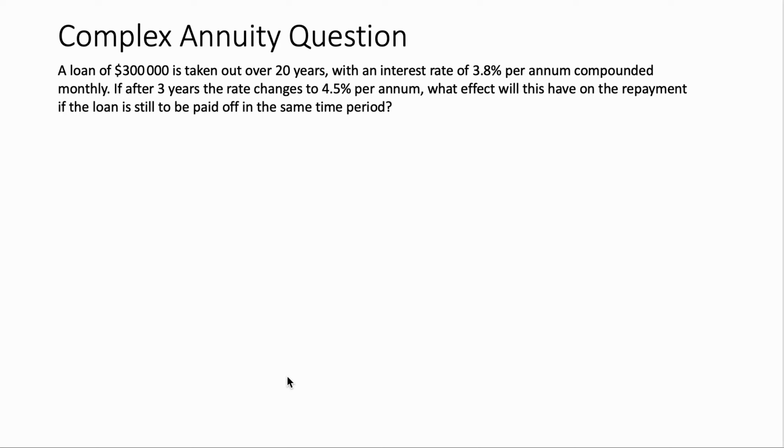Okay, so notice that we're not told what the original repayment is. So the first thing we need to do is work out what the original repayment is, and then we'll see how we're going to go about answering what they've asked. To start with, I'm going to do another timeline to represent the annuity.